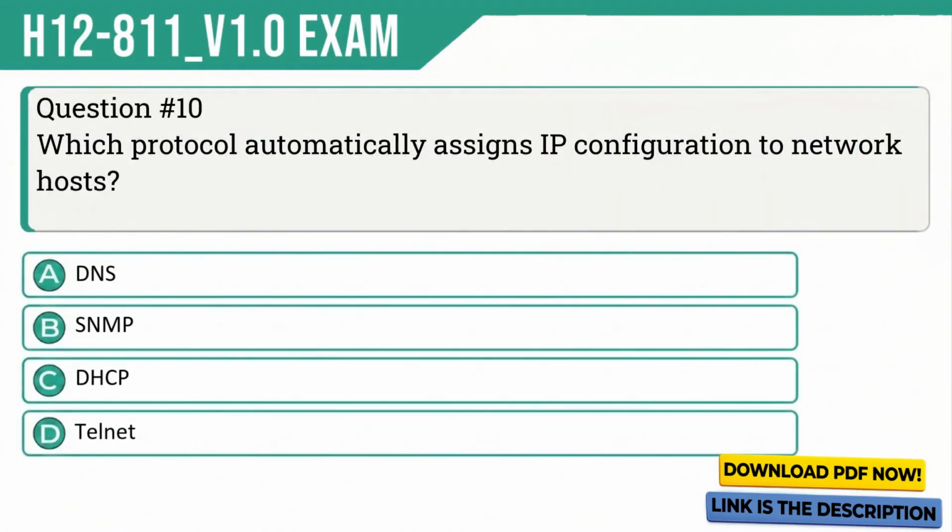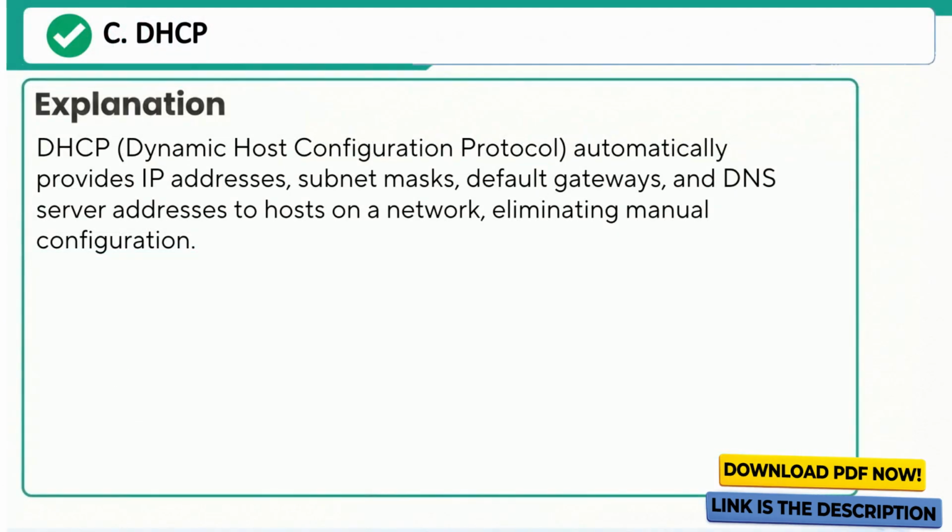Question number 10. Which protocol automatically assigns IP configuration to network hosts? A. DNS. B. SNMP. C. DHCP. D. Telnet. Correct answer: C. DHCP. Explanation: DHCP, Dynamic Host Configuration Protocol, automatically provides IP addresses, subnet masks, default gateways, and DNS server addresses to hosts on a network, eliminating manual configuration.